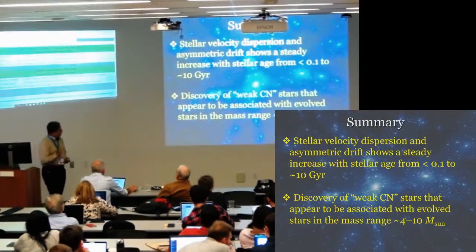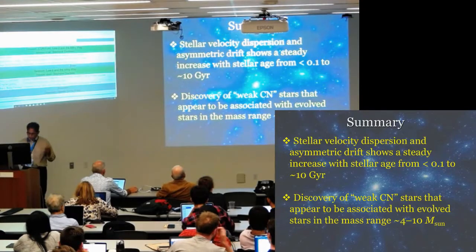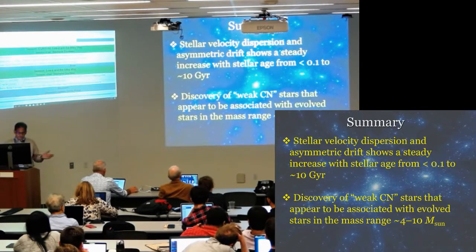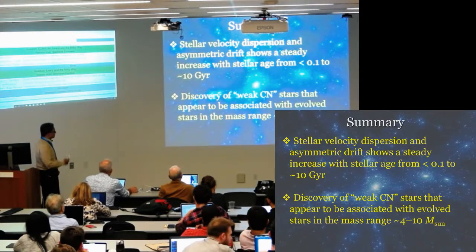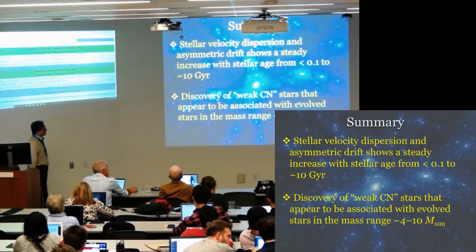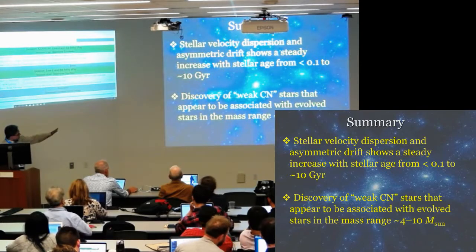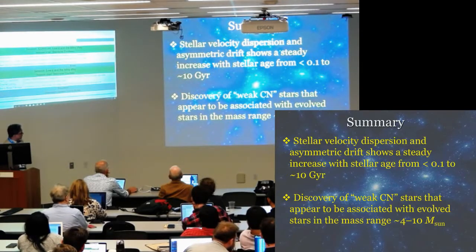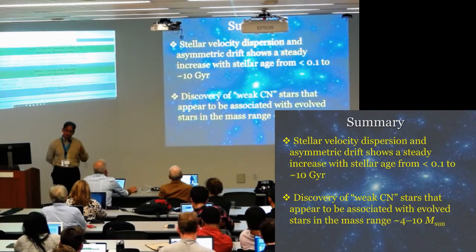So to summarize, our stellar velocity dispersion and asymmetric drift measurements of stars of a range of lifetimes suggest a steady dynamical heating of the disk in the lifetime range for stars from less than 1 billion years to about 10 billion years. And the discovery of weak CN stars is something I reported here that appears to be associated with evolved stars in the mass range 4 to 10 solar masses. That's where I'll stop. Thank you.